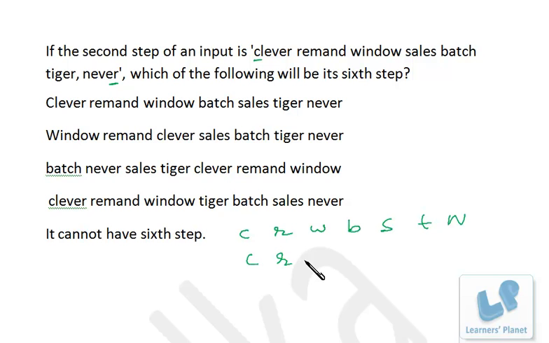Now the second step is C, R, W, B. Now S, N and T, right? I'm sorry, N should come at this place, N, S. After this N, S and T, right? So all of them are already arranged in alphabetic order and the order which is given in the question. So there is no next step. So in this case we won't be having any sixth step, right? So it cannot have a sixth step. I hope you are clear.